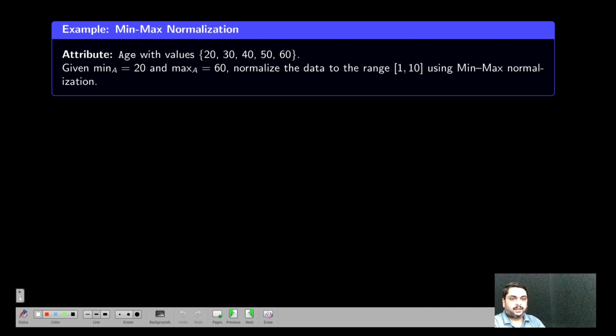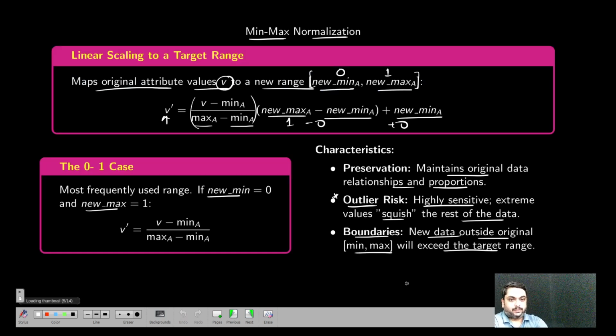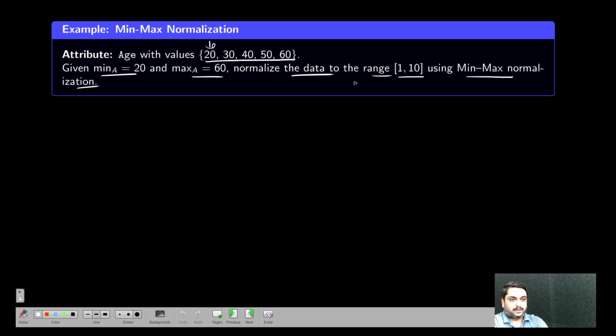They are given again the same attributes, values. The minimum value is 20, already known, and the maximum value is 60. Normalize the data to the range 1 to 10 with min-max normalization. So here I have to use the entire formula, because the new target range is 1 to 10. So we are reducing from the range 20 to 60 to the range 1 to 10.